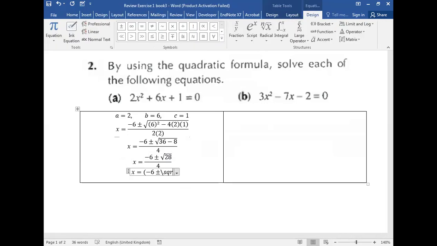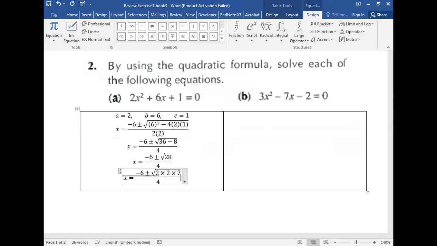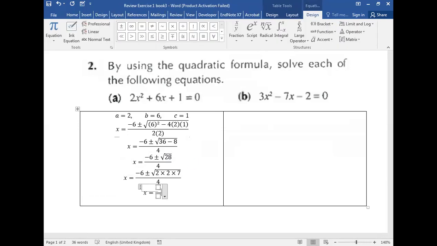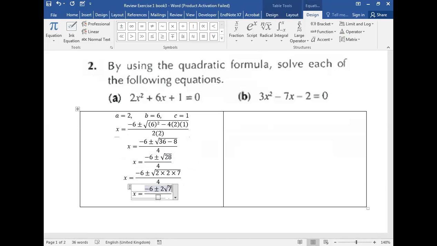-6 plus minus under root. What do I write in place of 28? Can I write 2 into 2 into 7? Can I do that? अब 2 जब पेयर में है तो वो बाहर आ सकता है, plus minus 2 square root of 7.